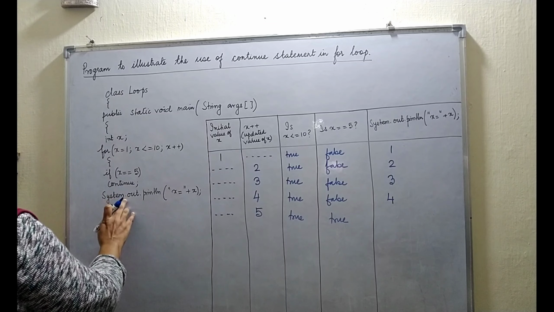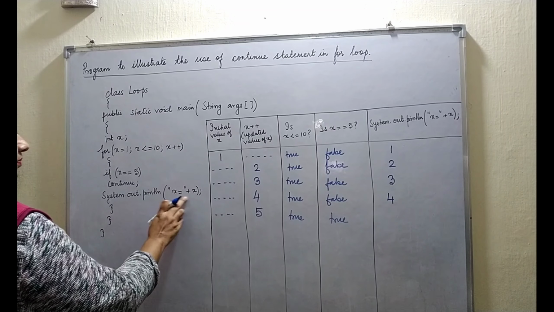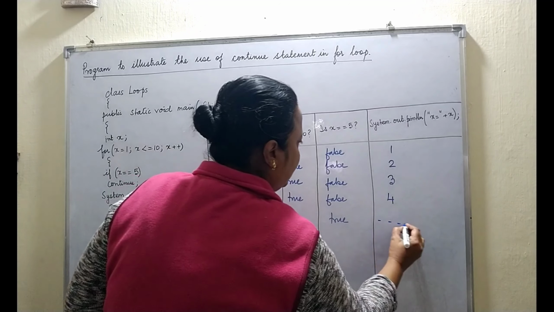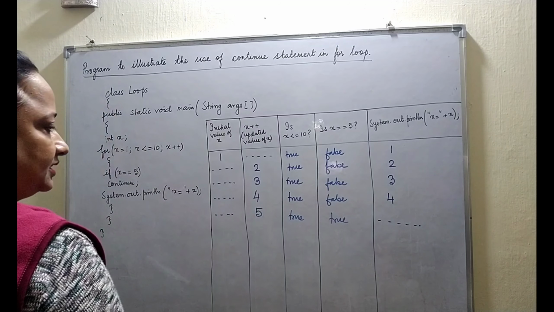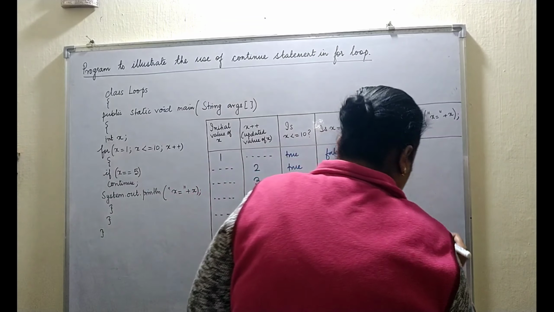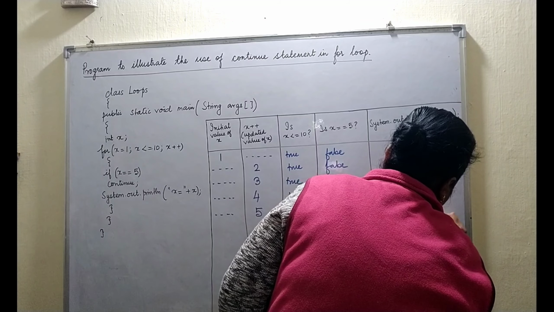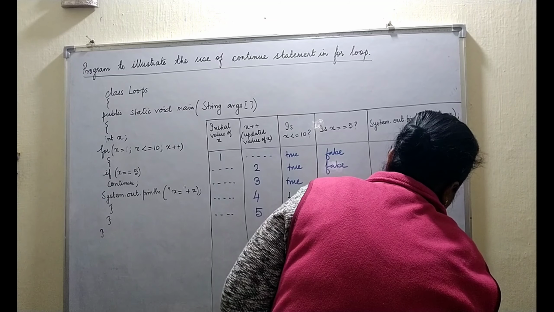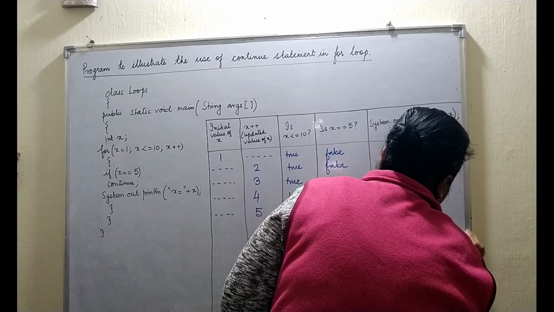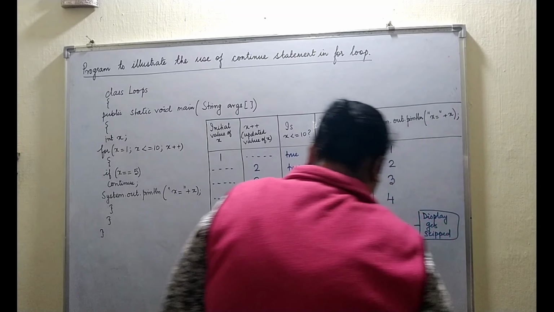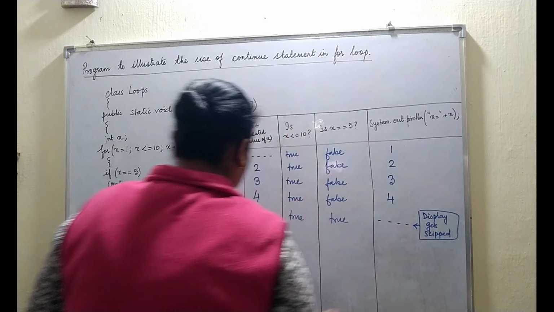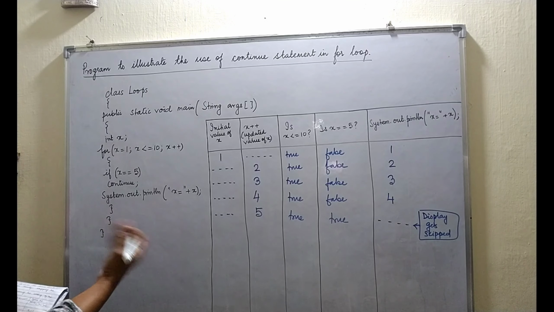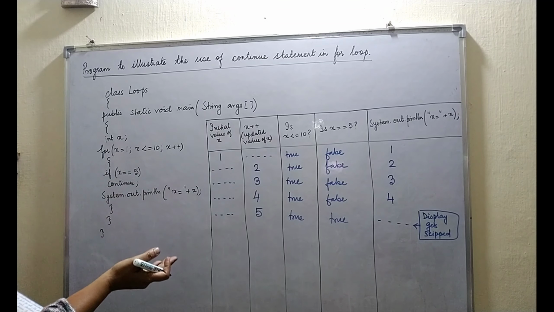What is the statement below it? The statement is printing the value of x, that is the value 5. So this value of 5 will not be printed. This display gets skipped in the part where x is equal to 5, right? And then the control will continue for the next iteration.